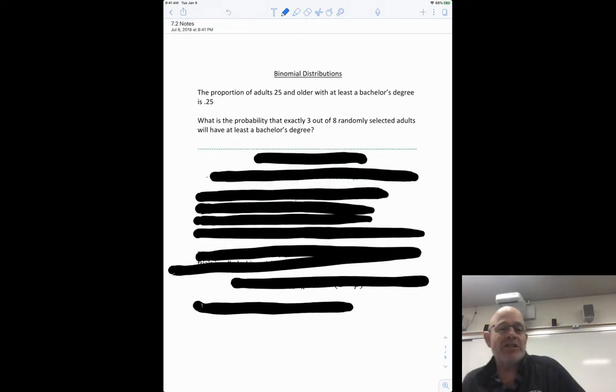Okay, section 7.2. It's called the binomial distribution section. We've actually done problems like this way back in chapter 6 at a very, very low level, so we're going to extend that level. So remember the problems in chapter 6 where I said, what's the probability of getting exactly 3 heads in 7 flips?